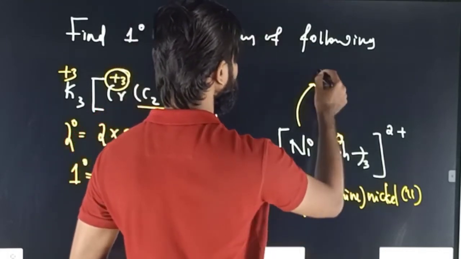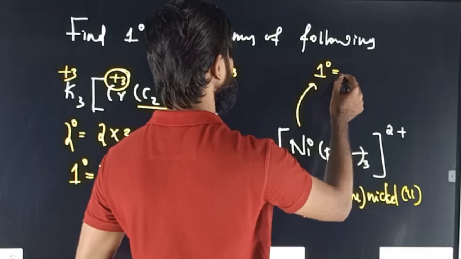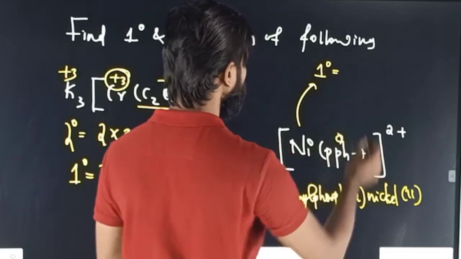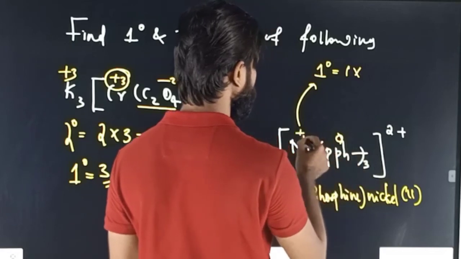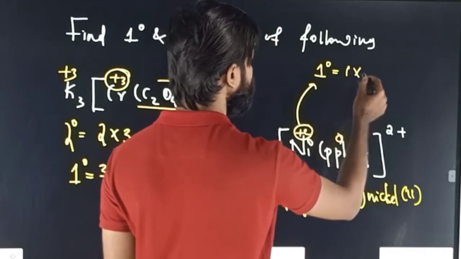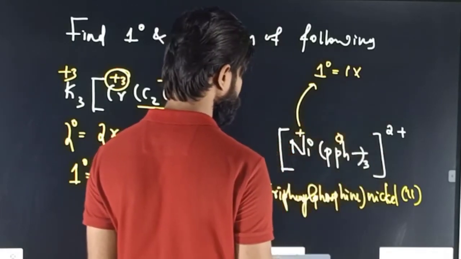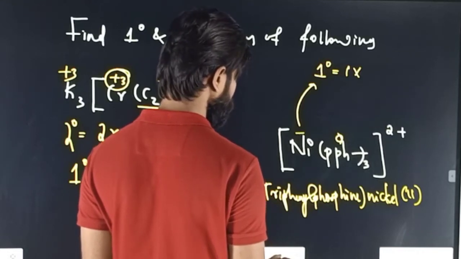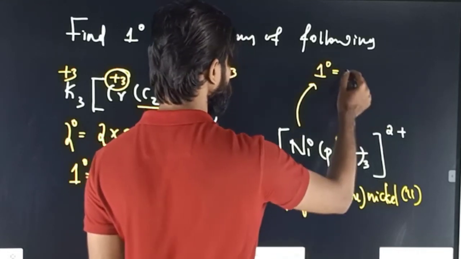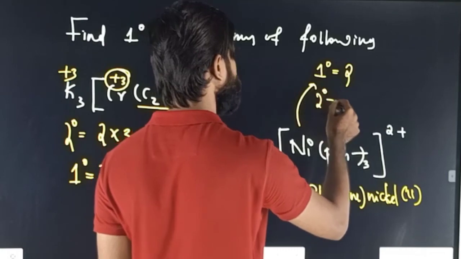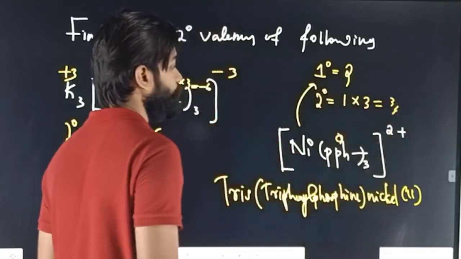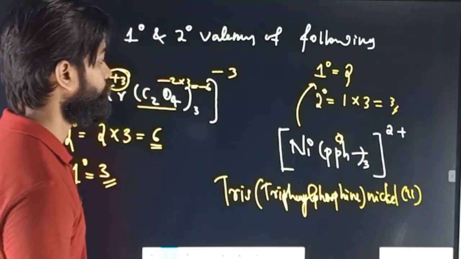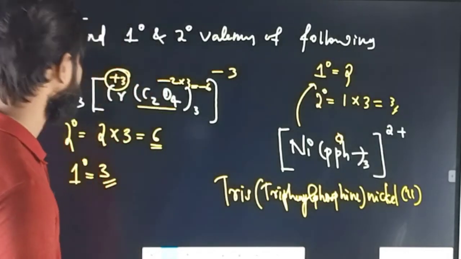For the primary and secondary valencies. Primary valency, the oxidation state. Oxidation state of nickel is +2. So that will be two. Secondary valency, the coordination number: denticity 1, number of ligands 3. So that's 3. Okay, fine.